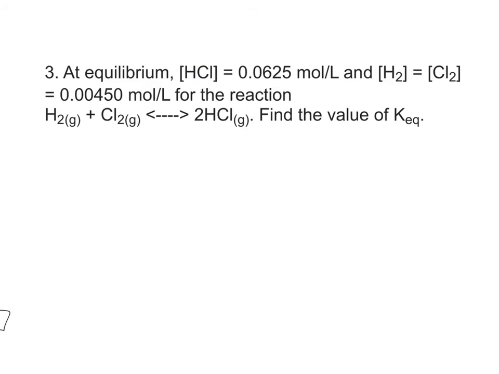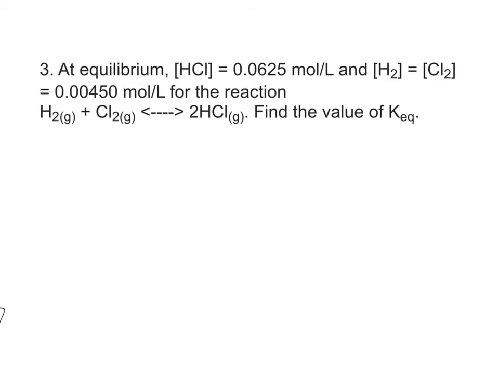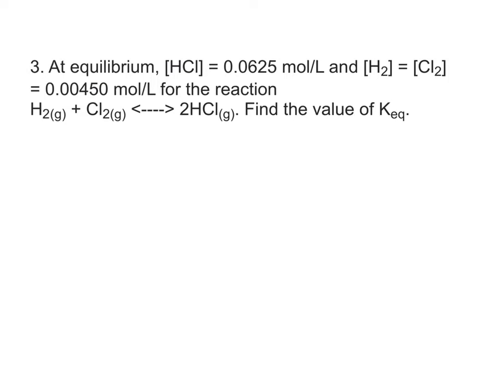Here's our next one. This is number 3. At equilibrium, we have a concentration of hydrogen chloride equal to 0.0625 moles per liter, and the concentration of H2 is equal to the concentration of Cl2. Both of them are at 0.00450 moles per liter. And then they give us the reaction. Hydrogen gas plus chlorine gas in equilibrium with 2 hydrogen chloride gas. And this one is asking us to find KEQ.